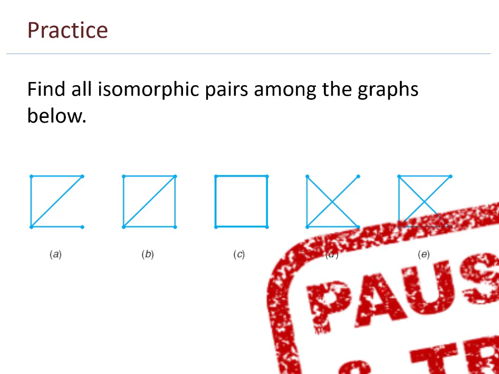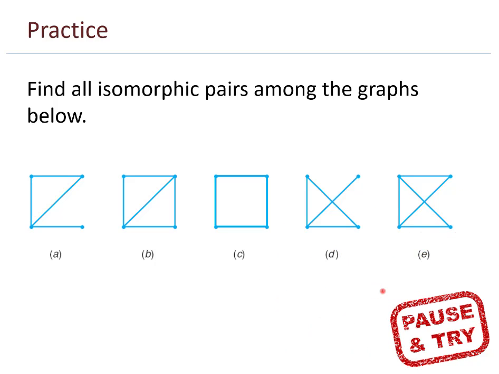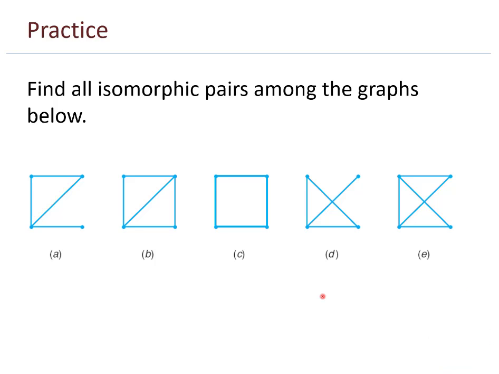Take a look at this, and actually pause the video and give this a try. Find all isomorphic pairs among the graphs below, and then start up again to check your work. Give it a try. Alright, let's reveal the answer. It turns out that A and D are isomorphic, and B and E are isomorphic.